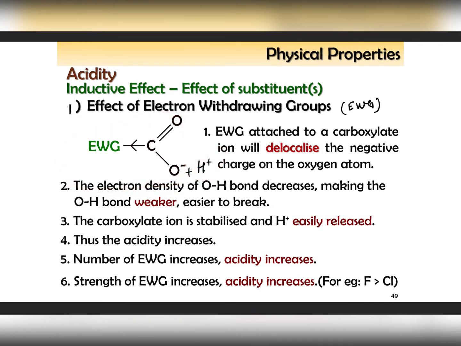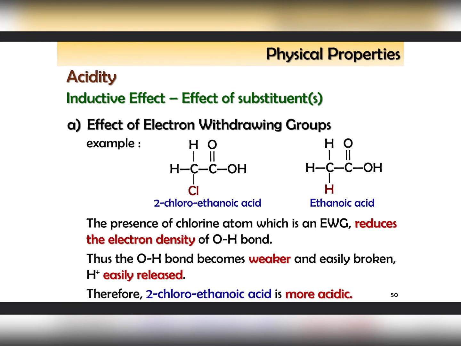Okay, and strength of electron withdrawing group pun mempengaruhi. And for example, if you have a more electronegative atom, contoh fluorine, so dia akan lagi menghasilkan acidic compound. Okay, so kalau kita compare ada electron withdrawing group dengan tak ada electron withdrawing group. Okay, so let's say this one, 2-chloroethanoic acid, kita ada chloro dekat sini, and chloro is an electron withdrawing group, and ethanoic acid tak ada EWG.